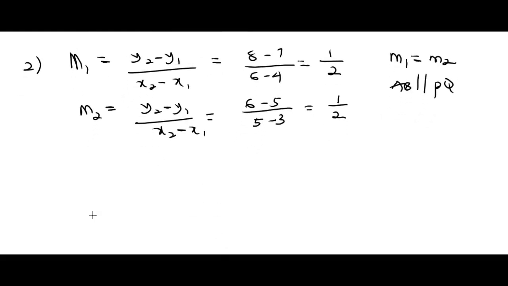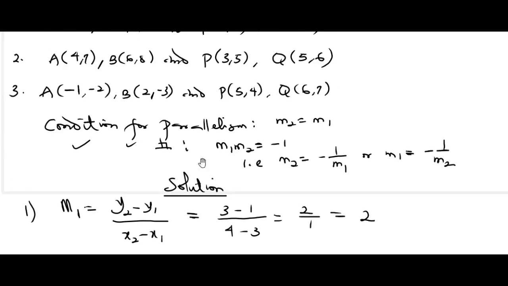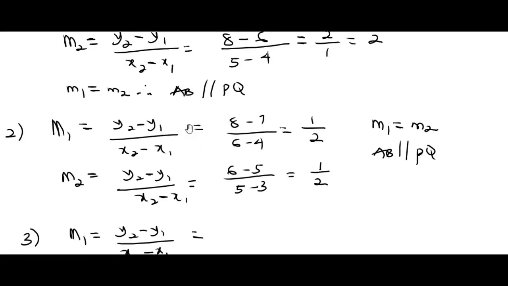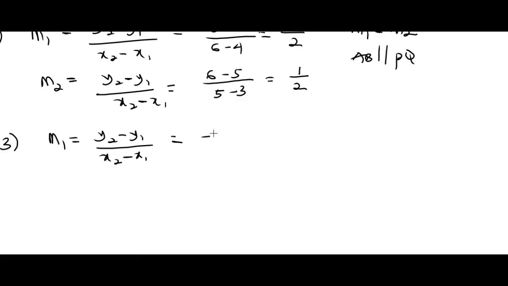Let's move to the third question. We need to find the two slopes. So for AB, our M1 will be y2 minus y1 over x2 minus x1. All right. So here, we notice we have (-1, -2) and (2, -3). So our y2 is -3 minus -2, that's y2 minus y1. Then x2 minus x1 is 2 minus -1.